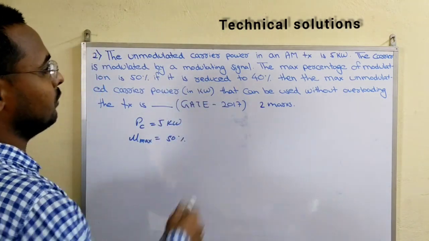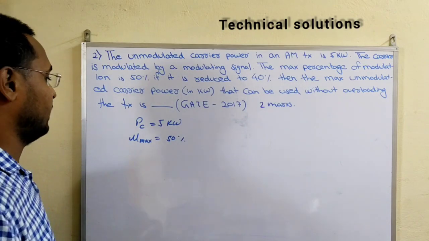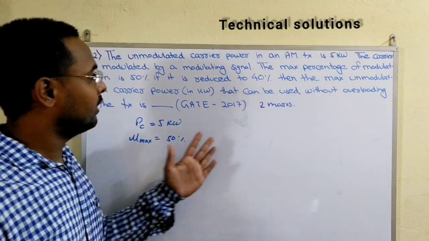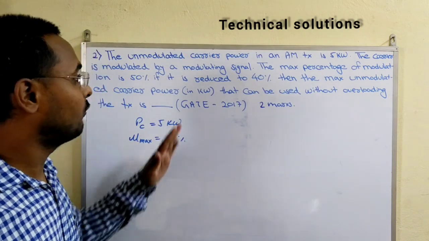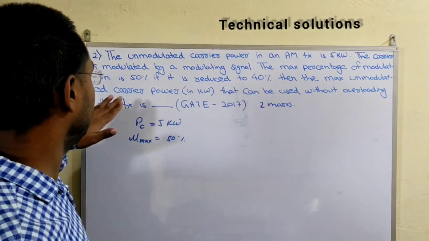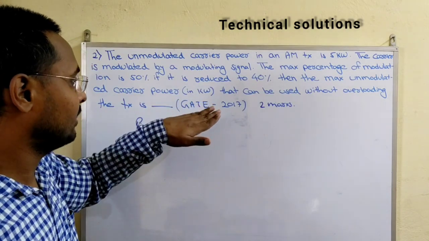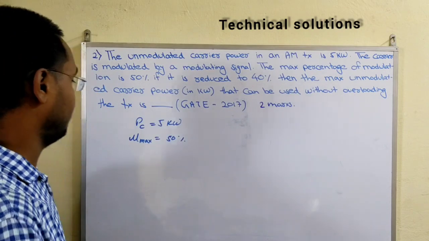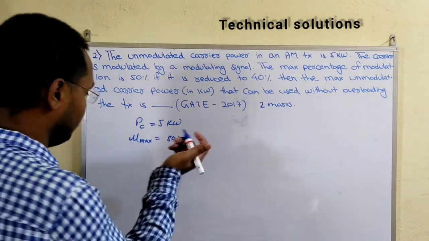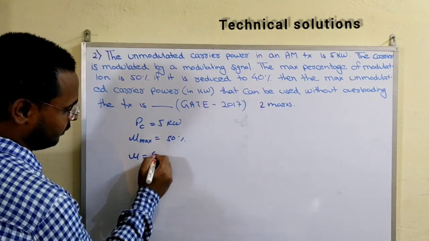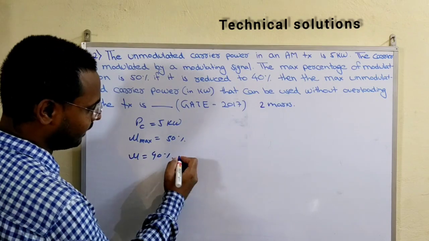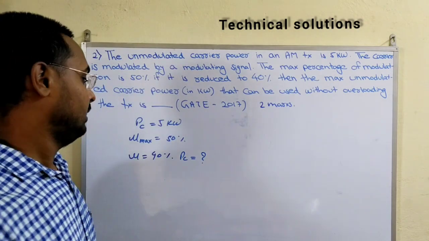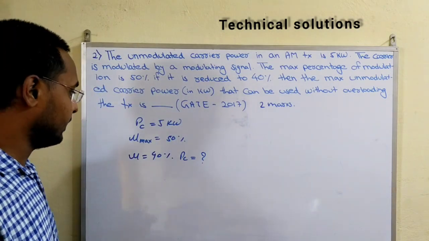If it is reduced to 40%, okay, PC is given, mu is given, and after that the modulation index is reduced to 40%, then the maximum unmodulated carrier power in kilowatt that can be used without overloading the transmitter is. When mu is reduced to 40%, then our PC is what? That is the question. Okay.